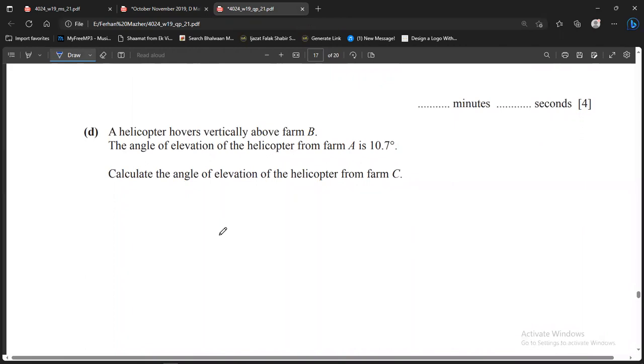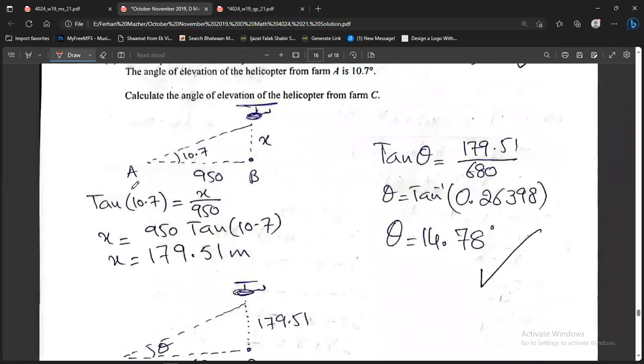The helicopter hovers vertically above the Farm B. The angle of elevation of the helicopter from the Farm A is 10.7 degrees. Calculate the angle of elevation of the helicopter from the C. So here you have at A, this is the B, this is the helicopter. The angle of elevation is 10.7. The distance between A and B is 950. So the tan of 10.7 will be equal to x divided by 950. So the x will be 950 multiplied by tan 10.7, which is 179.5 meters. So this is the height of your helicopter.